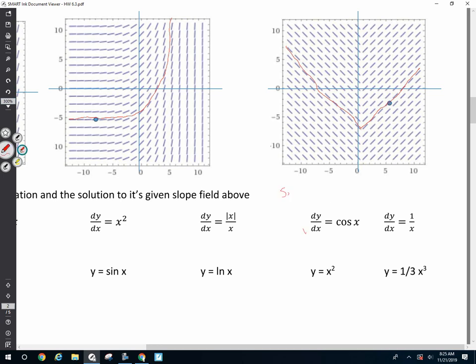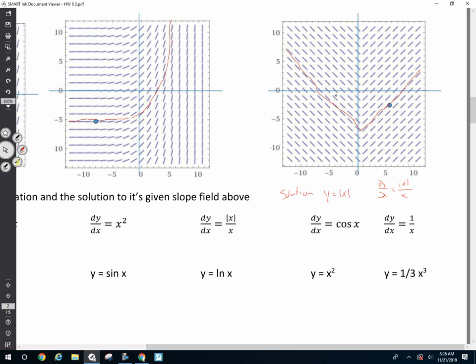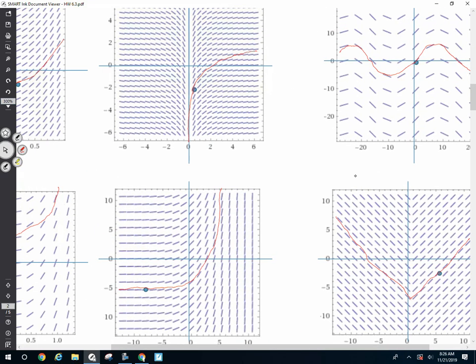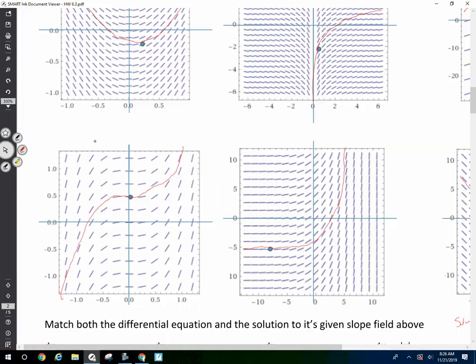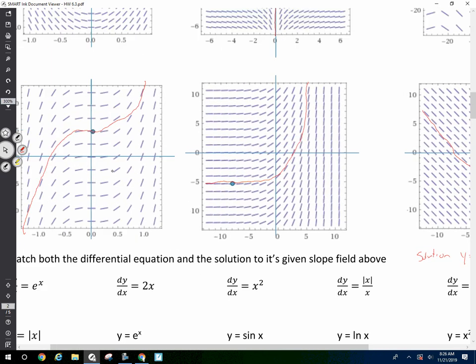Okay, solution y equals absolute x. We could also see the absolute value of x over x. These values are either 1 or negative 1. You can see all these slopes are 1 or negative 1. Let's look at another one that's obvious. This guy. This really looks like y equals x squared, right?